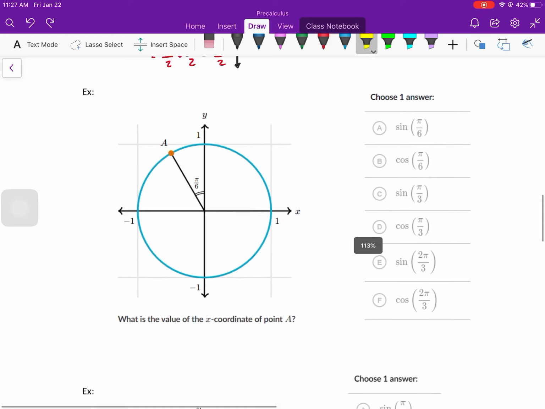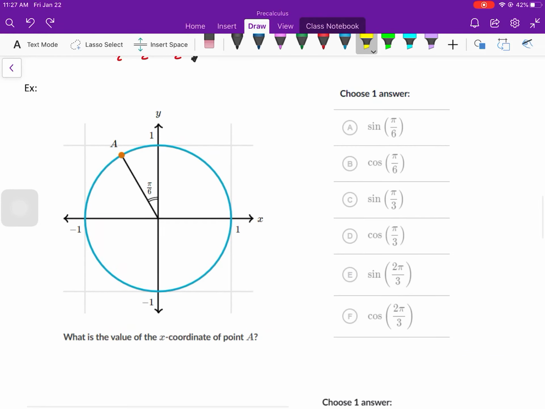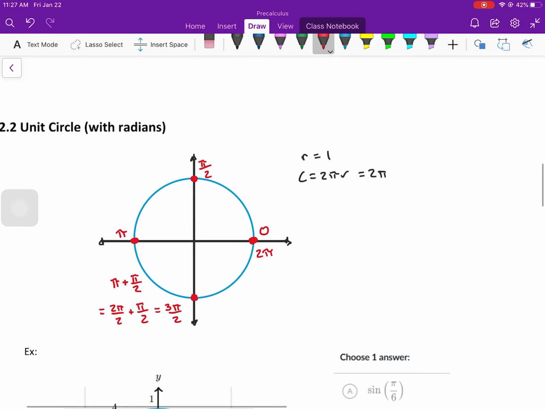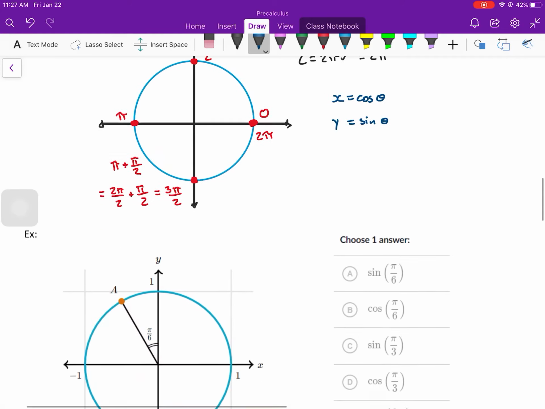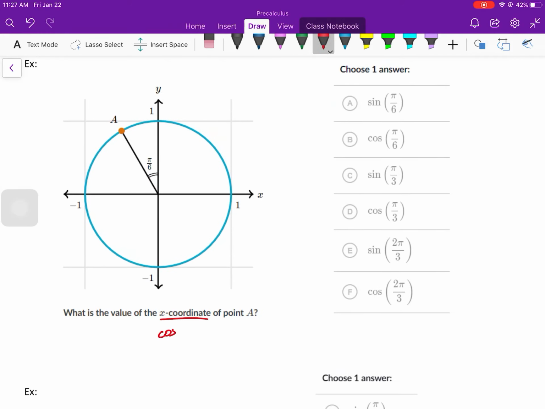All right, so in this problem, we want to know what's the x-coordinate. So x-coordinate, remember, is cosine. Let me just write the reference up here. You should have that written down, but in case you didn't, x is cosine of theta. So we were looking on our answer choices for cosine. So A is out, C is out, and E is out, right? If we're going to do elimination.